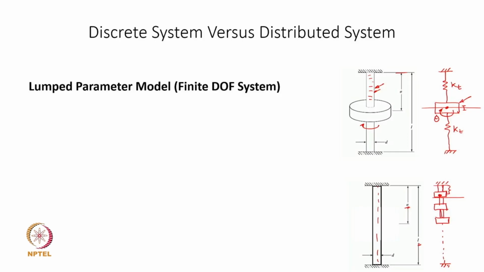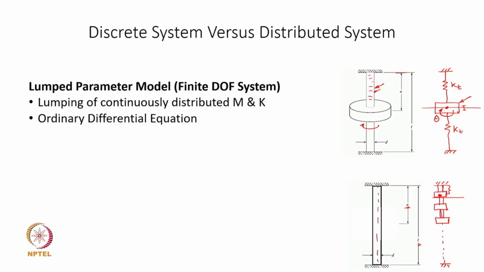Now obviously the reason why we spend so much time on this lumped parameter model is the very fact that it helps us to have a manageable model of the system. So there is a distinct advantage of this lumped parameter model, wherein we lump an otherwise continuously distributed mass and stiffness properties at discrete positions.